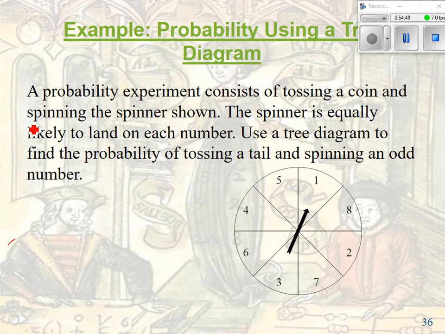So if we wanted to use a tree diagram on this, we're going to do something like this. We could get a head, we could get a tail. How many possible outcomes do we have on our spinner? 8. So how many branches am I going to have coming off the heads? 8. 1, 2, 3, 4, 5, 6, 7, 8.